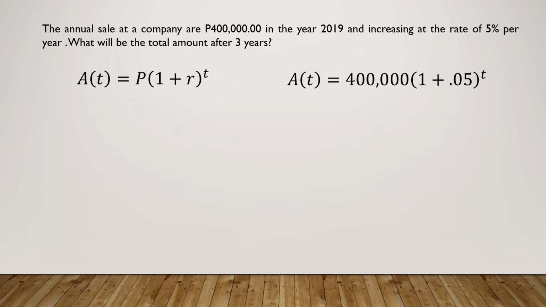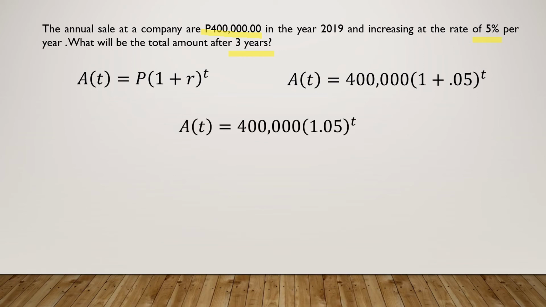So, substitute lang natin yung mga given na meron tayo. Yung principal natin is 400,000 pesos. And our rate of 5%. Then, ang time natin na hinahanap ay after 3 years. So, raised to t lang muna tayo since kailangan natin ng model.